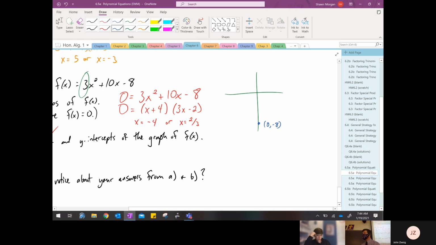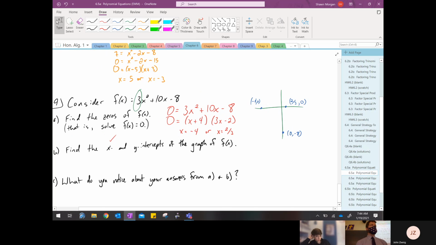What did we just find, Alex? What two points did we just find? Not the y-intercepts. We found the x-intercepts. There's 2/3, so 2/3, 0. And what? -4, 0. Okie dokie, artichoke. Y'all see what we just did there? We found the x-intercepts by solving the equation, and we found the y-intercept by plugging in x equals 0.